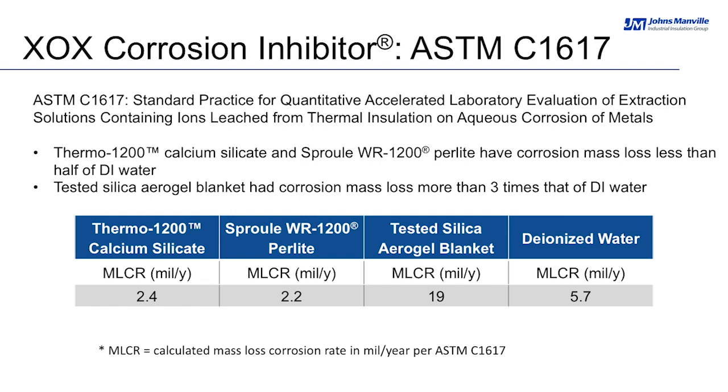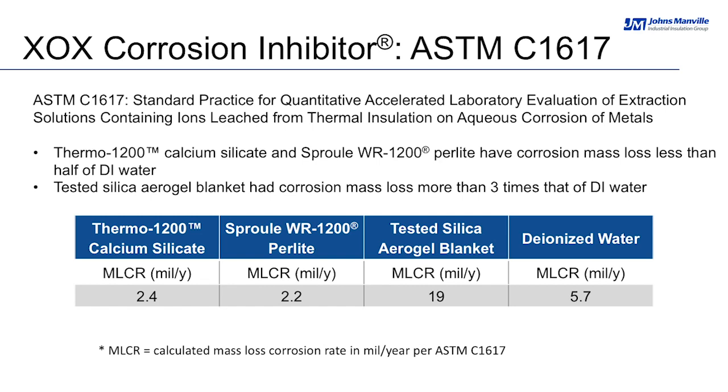So after the 96-hour test, the coupons are then cleaned of any corrosion products and weighed. The weight loss of the coupons is then used to calculate a mass loss corrosion rate, or MLCR, in mils per year. In addition to the insulations, 3 reference samples are also tested at the same time, and they're deionized water and a 1 ppm and 5 ppm chloride solution. So it gives you a good reference for the relative corrosivity of the insulations against those standards.